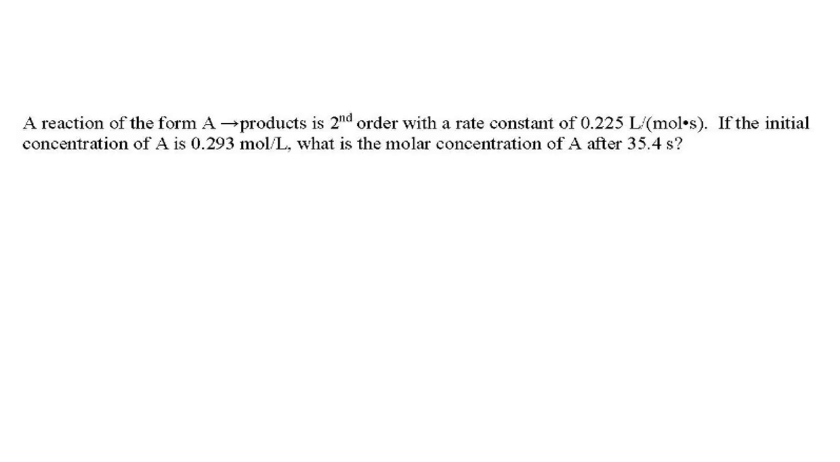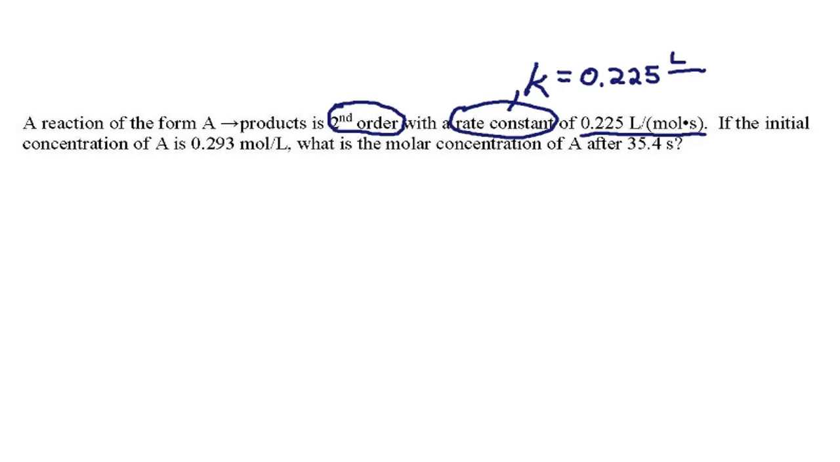Now, a reaction in the form of A to products is second order. Now remember, we were just dealing with second order, so we should know what we're talking about a little bit. A reaction in the form of A to products is second order with a rate constant. Now what does rate constant stand for? The rate constant is that lowercase k that's in the formula. So the rate constant of 0.225 liters per mole times seconds. So k equals 0.225 liters per mole times seconds.